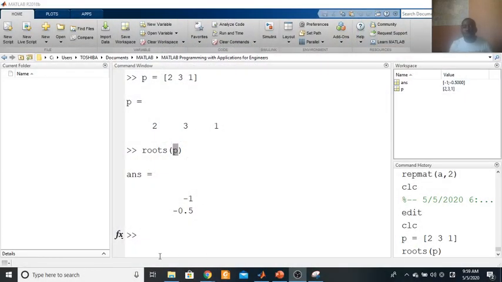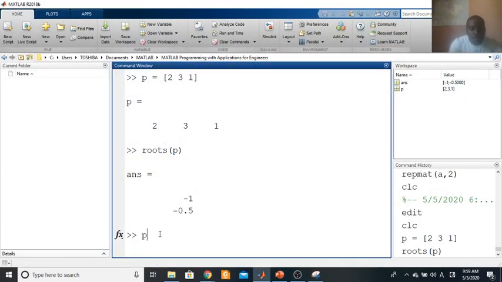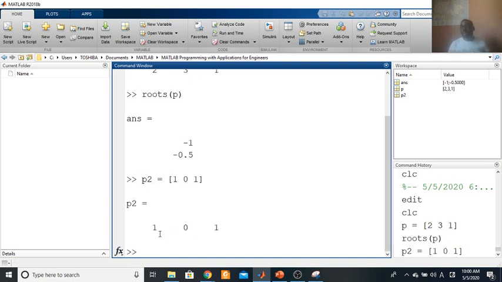So to represent x squared minus 1, for example, I will say P2, okay, is equal to, I'll open my brackets first. What's the coefficient of x squared? 1. Okay, and what's the coefficient of x? 0. And then what's the coefficient of the constant? Negative 1. This is my x squared minus 1. As opposed to x plus 1, which will be 1, 1. Okay? So you need to represent the coefficient of each of the degrees of x, and that will form your polynomial as a vector in MATLAB.